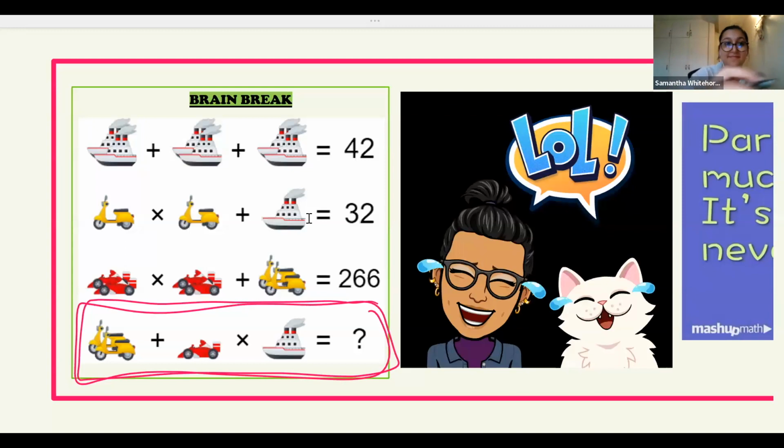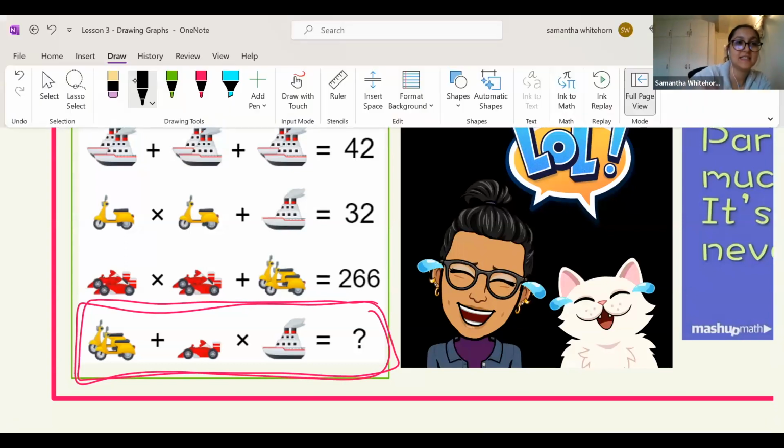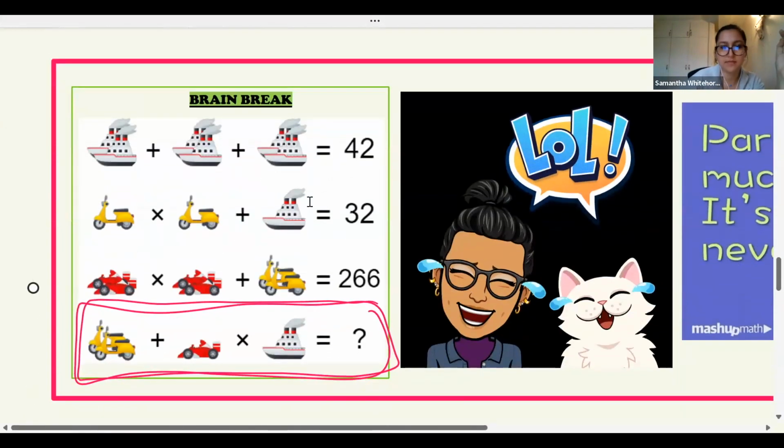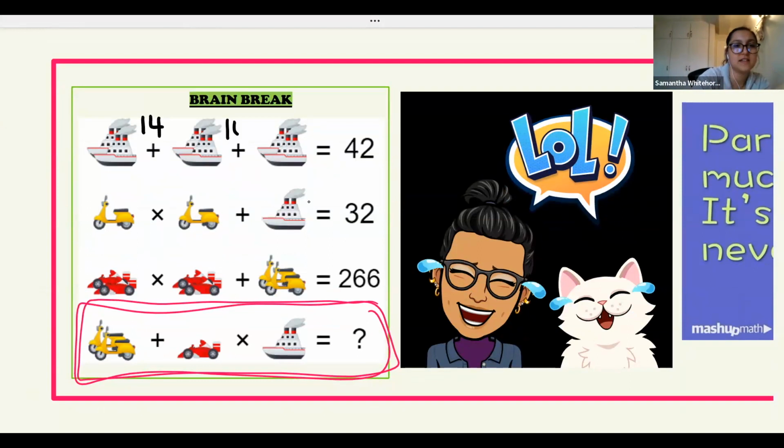So, ma'am, what I first did was, by the 3 ships, I first said 42 divided by 3, which gave me 14. So 2 ships is 14. I applied board maths, but the second question. If 2 ships gave me 14, so one ship could give me 7. Good. Well done.